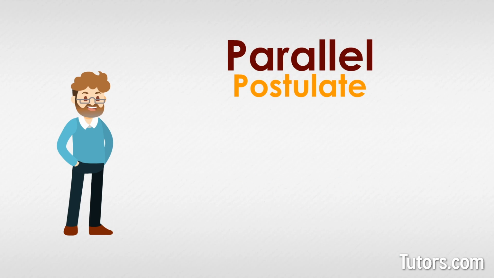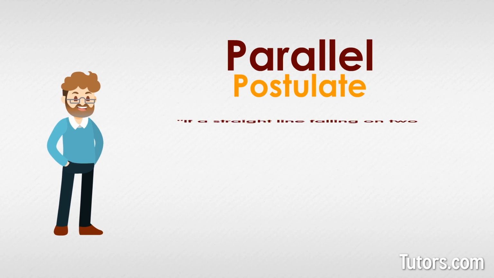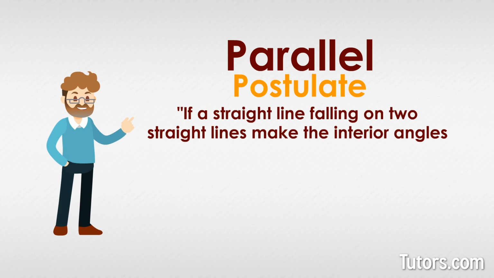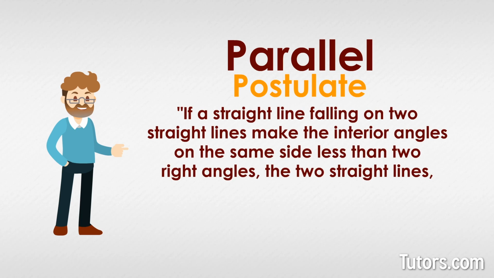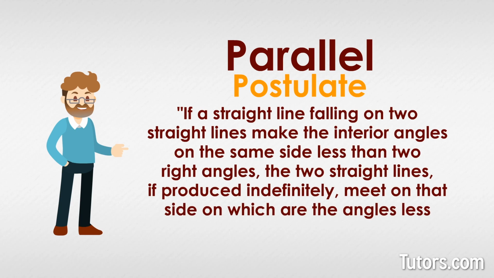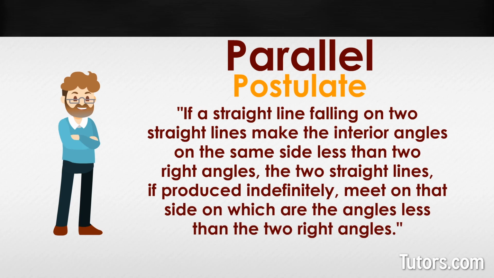After Euclid knocked out 4 postulates, he waited before springing his 5th postulate, which in an English translation by Thomas Heath states, if a straight line falling on 2 straight lines makes the interior angles on the same side less than 2 right angles, the 2 straight lines, if produced indefinitely, meet on that side on which are the angles less than the 2 right angles.